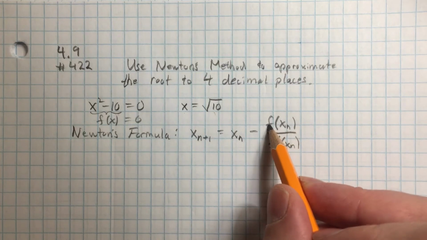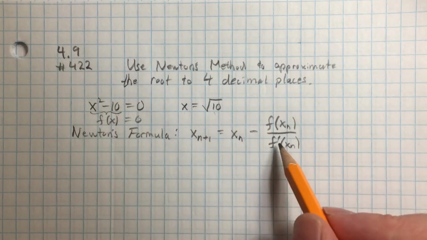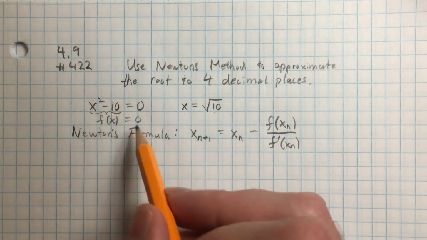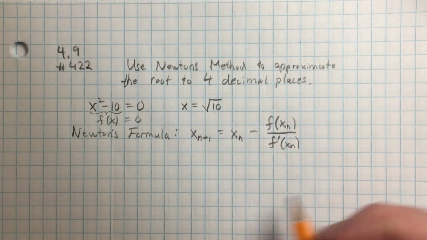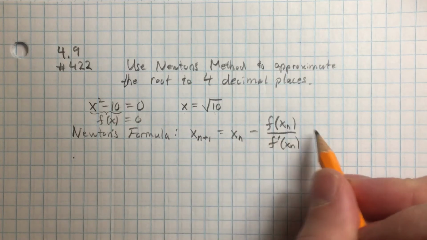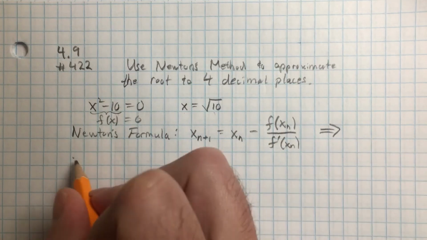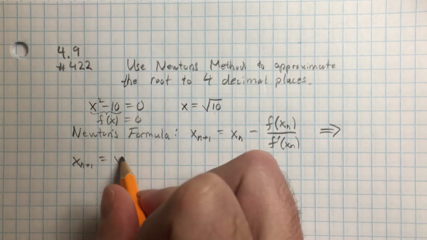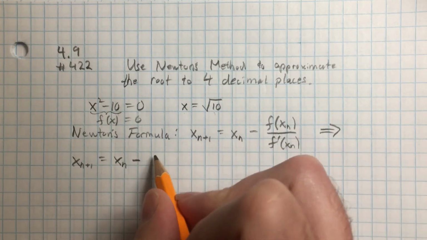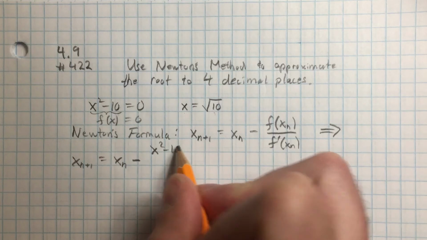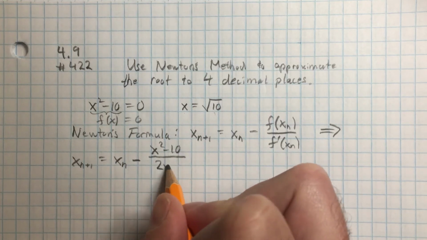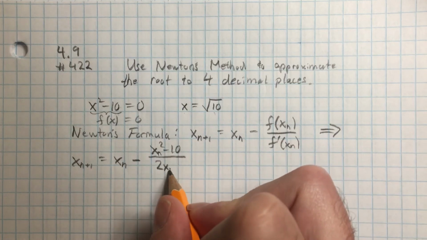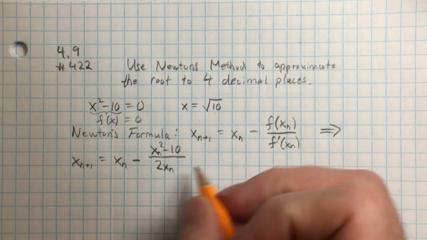So I just need the function up here. I've already got it, x squared minus 10. I need the derivative down here, and that should be pretty obvious, is 2x. Okay? So this is playing the role of the function in these types of problems. So for us, in this problem, we have x_{n+1} will be x_n minus (x_n squared minus 10) over 2x_n. I guess these should be subscripted with n as well. Okay, so there's the formula.